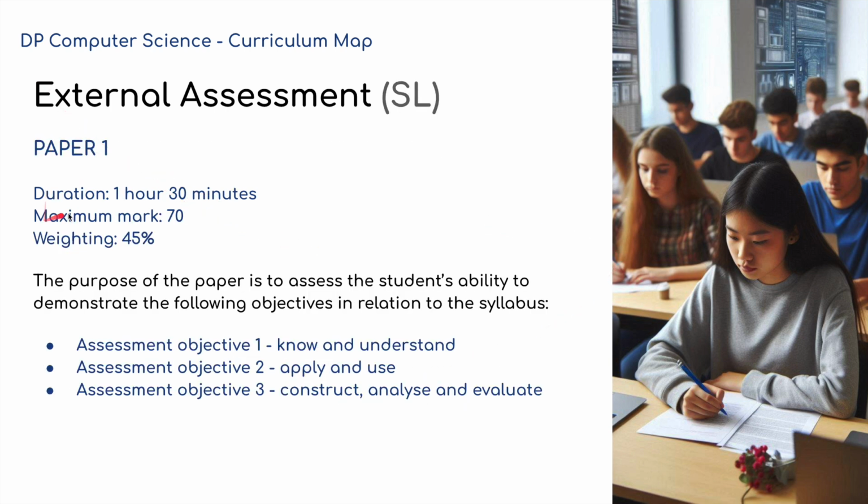You'll take paper 1, which is an hour and a half, maximum mark 70, weighting 45%. This is standard level. The purpose of the paper is to assess the student's ability to demonstrate the following objectives in relation to the syllabus. Number 1, know and understand. Number two, apply and use. Number three, construct, analyze and evaluate.